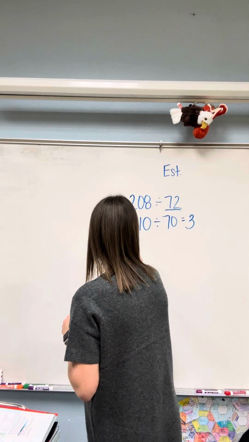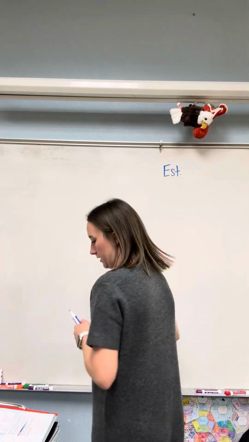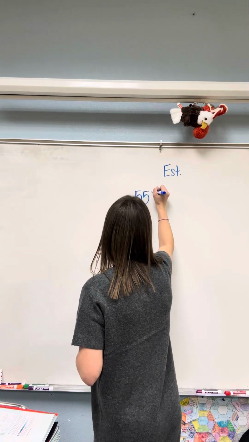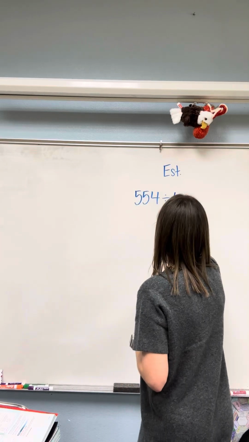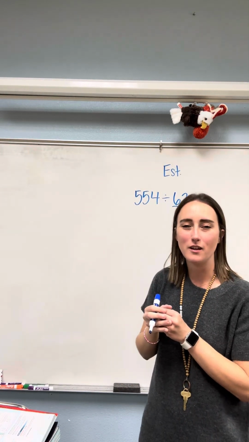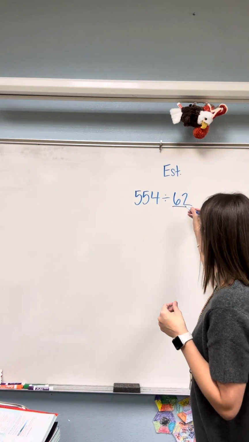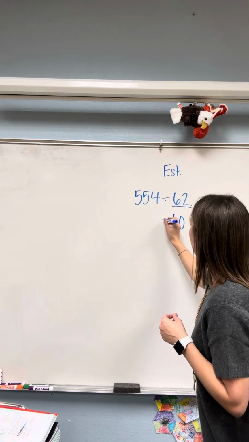All right, we're going to do the last one, number 5. So we have, and I'm just going to do, actually, no, I'll erase. That way we have plenty of room. We have 554 divided by 62. Again, I'm going to look at my second number. That's the number that's going to give me around how much we're dividing by. 62 is close to 60. So I'm going to put my 60.